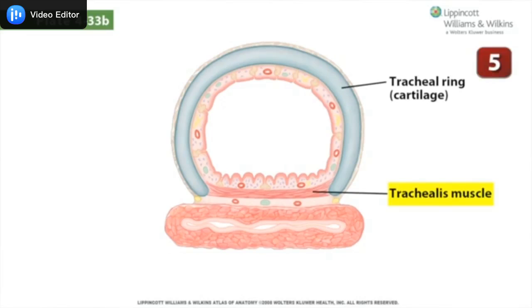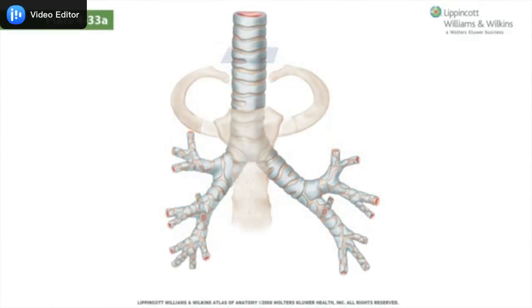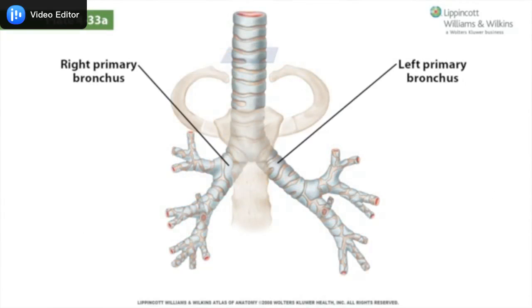The trachealis muscle, which is a smooth and thus involuntary muscle, spans the ends of the cartilaginous rings and forms the posterior wall of the trachea. The flexible trachealis muscle can bulge forward when a large bolus of food is passing through the adjacent esophagus, which lies posterior to the trachea. The trachea bifurcates into the right and left main bronchi at the level of the sternal angle anteriorly, which corresponds to the disc between the fourth and fifth thoracic vertebrae posteriorly.